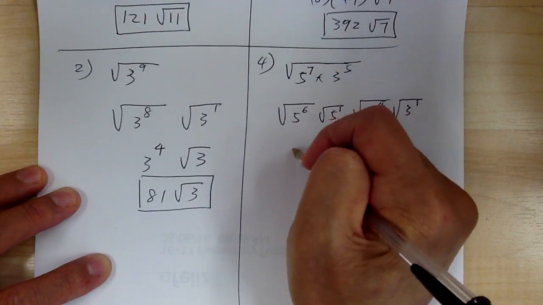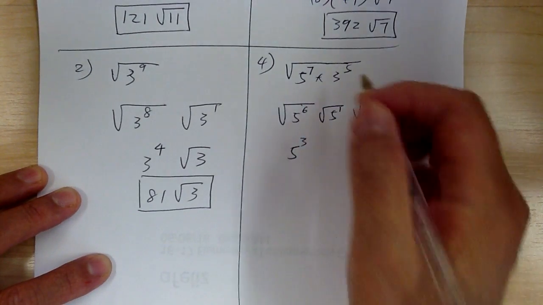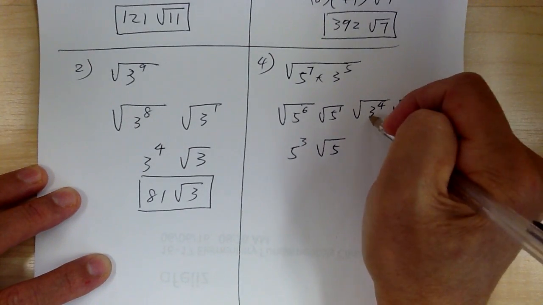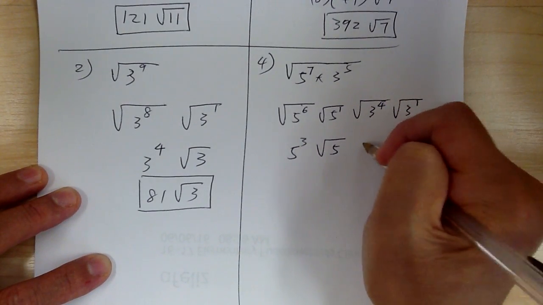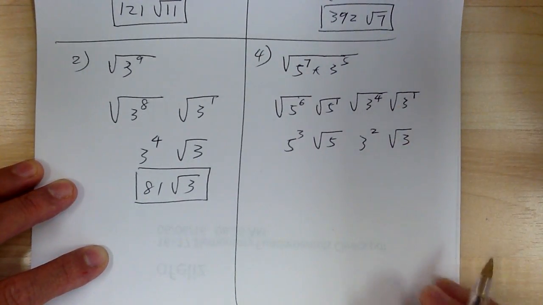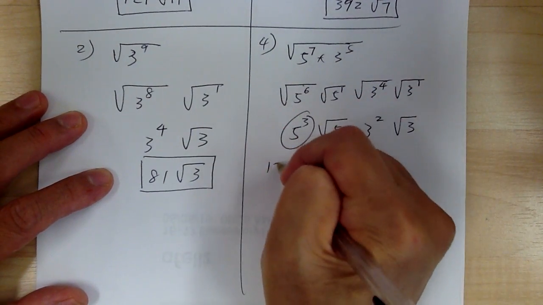So this will give you 5 to the 3. Again, once you simplify, the square root is gone. And this will become 5 to the 1. So this one cannot. This one, 3 to the 4, when you square root, becomes 3 squared. And this one you cannot, right? So now let's multiply this together. So this will give me 125.